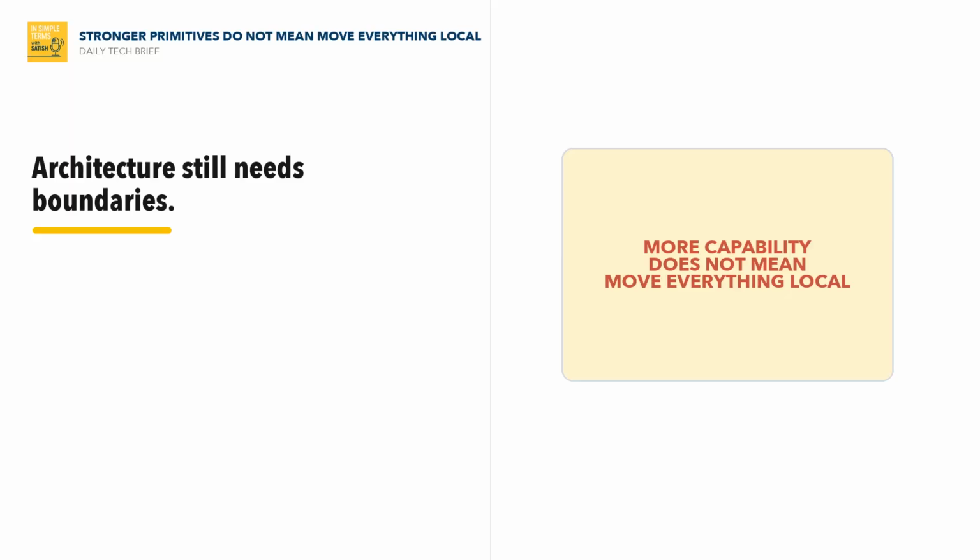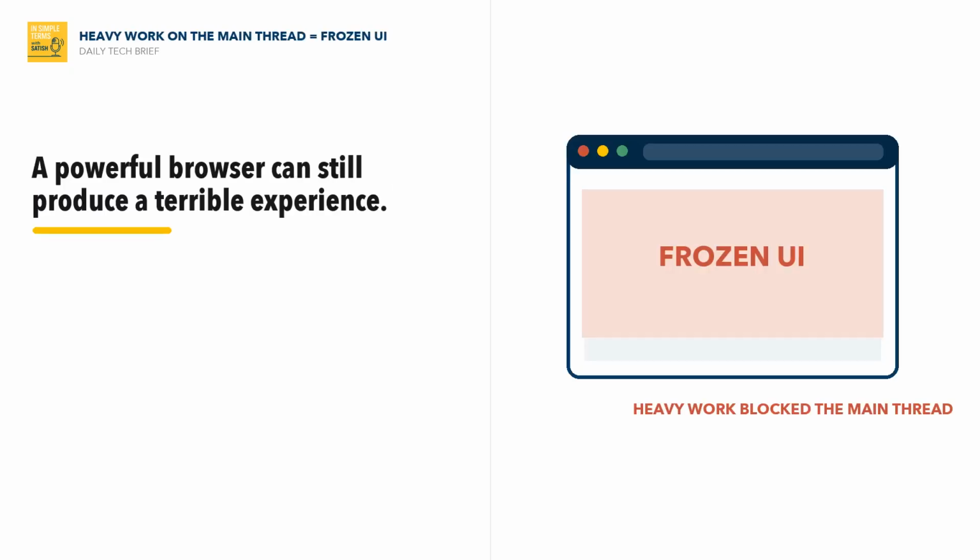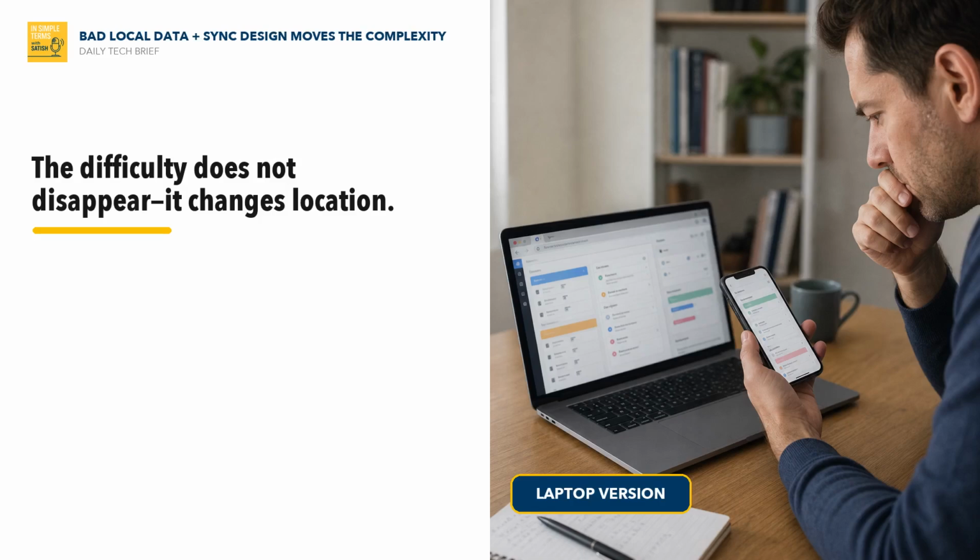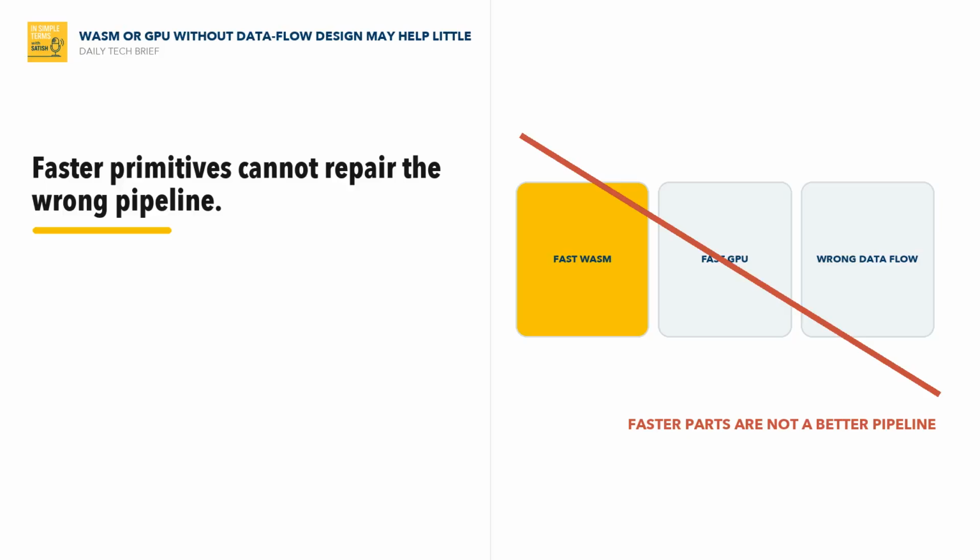Now here is the catch. Just because the browser has stronger primitives does not mean every app should move everything local. If heavy work still runs on the main thread, the app can feel terrible. If local data and sync are designed badly, complexity moves rather than disappears. And if a team adds WebAssembly or GPU features without rethinking data flow, they may gain very little.